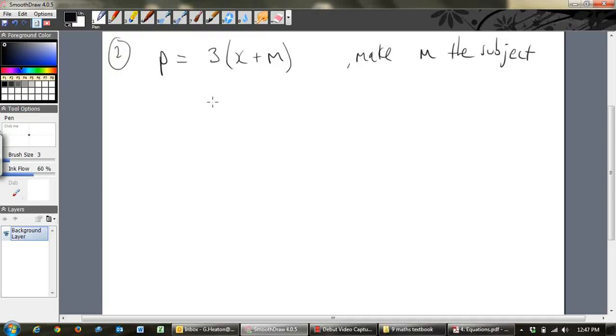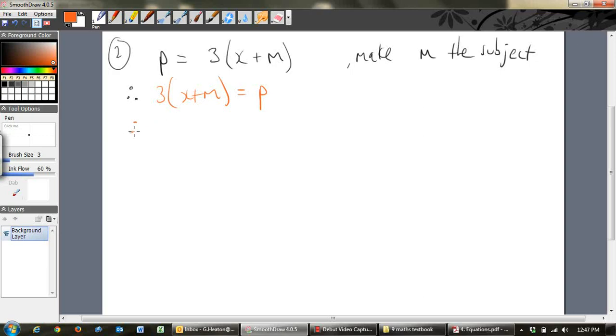Once more, let's do this. M is the subject. So what we want to do is to get rid of this 3, and then we want to get rid of the x. We want to be left with m. First thing I'm going to do is put m onto the left hand side. So I'm not even going to do anything, I'm just going to do this: 3x plus m is equal to p, just because I want m on that side.